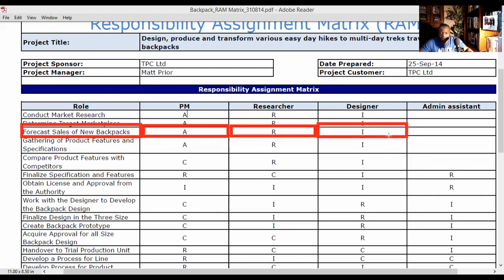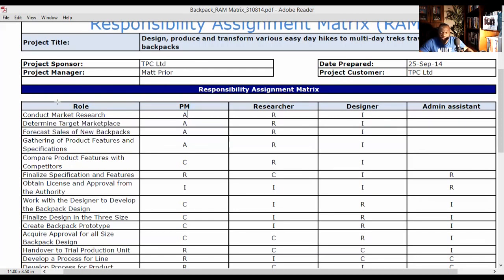Still on that line, we can see the designer is an I. That means we need to inform the designer, not that they're going to actually participate in the doing, but we copy them in there for informational purposes. Last but not least, we have a C. If we go down to this task here, compare product features with competitors, we need to consult with the PM on that. So RACI stands for Responsible, Accountable, Consult, and Inform.